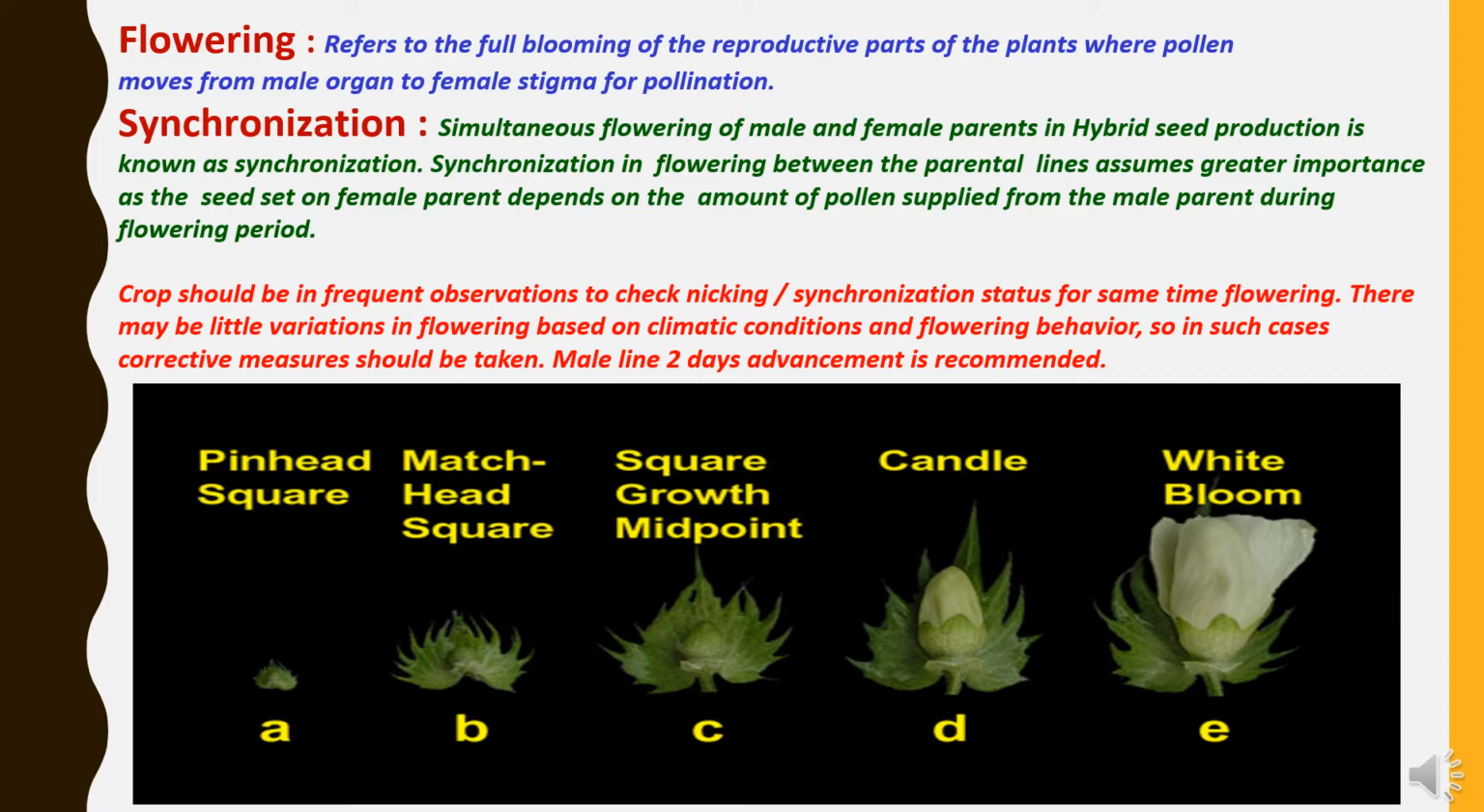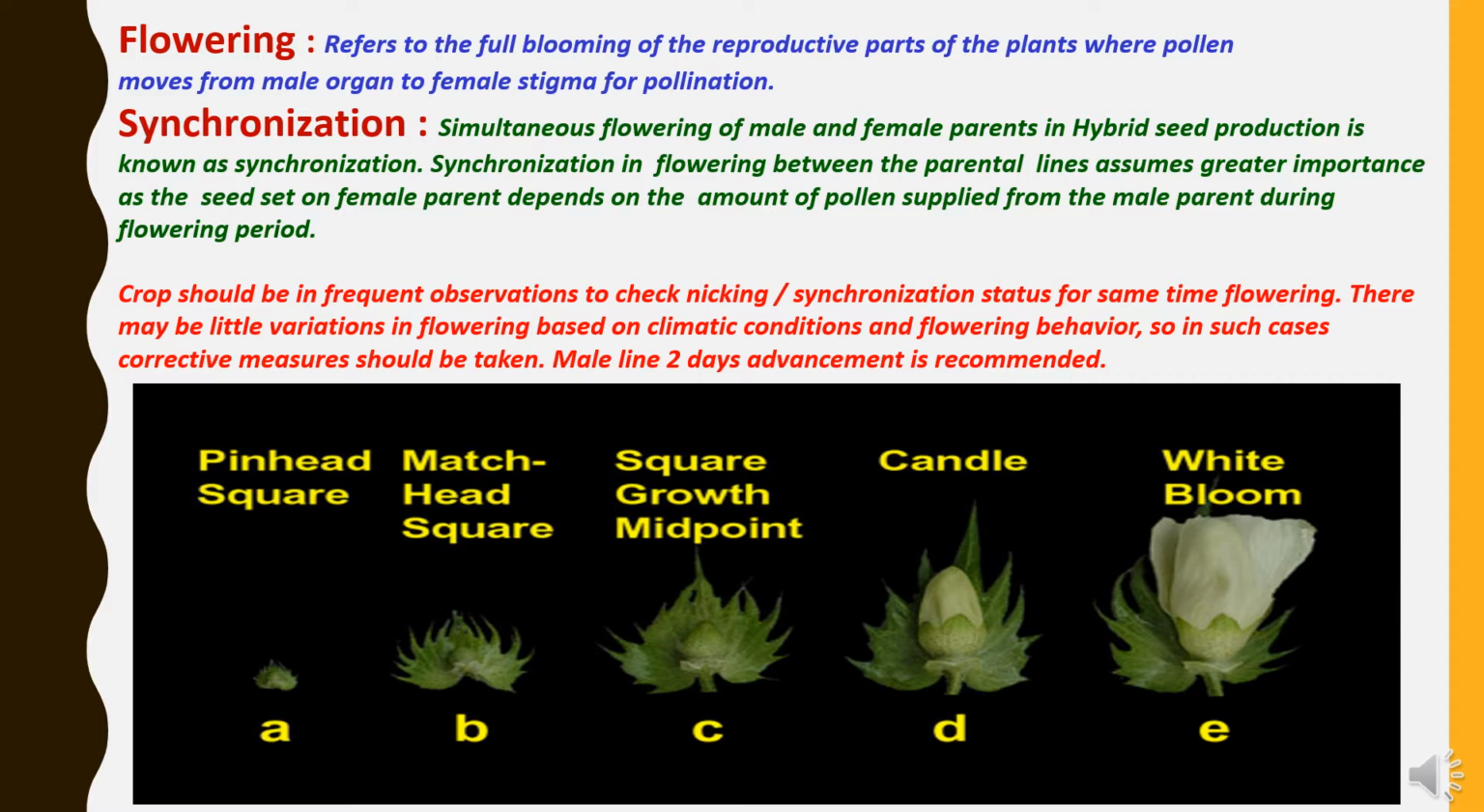Crops should be observed frequently to check nicking or synchronization status for same time flowering. There may be little variations in flowering based on climatic condition and flowering behavior. So in such cases, corrective measures should be taken. Male line 2 days advancement is preferable.